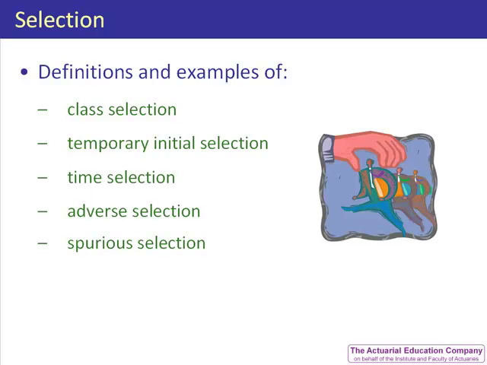This unit focuses on the topic of selection. We'll look at 5 different types of selection: class selection, temporary initial selection, time selection, adverse selection, and spurious selection. We'll cover the definition of each type of selection and give examples of each of them.